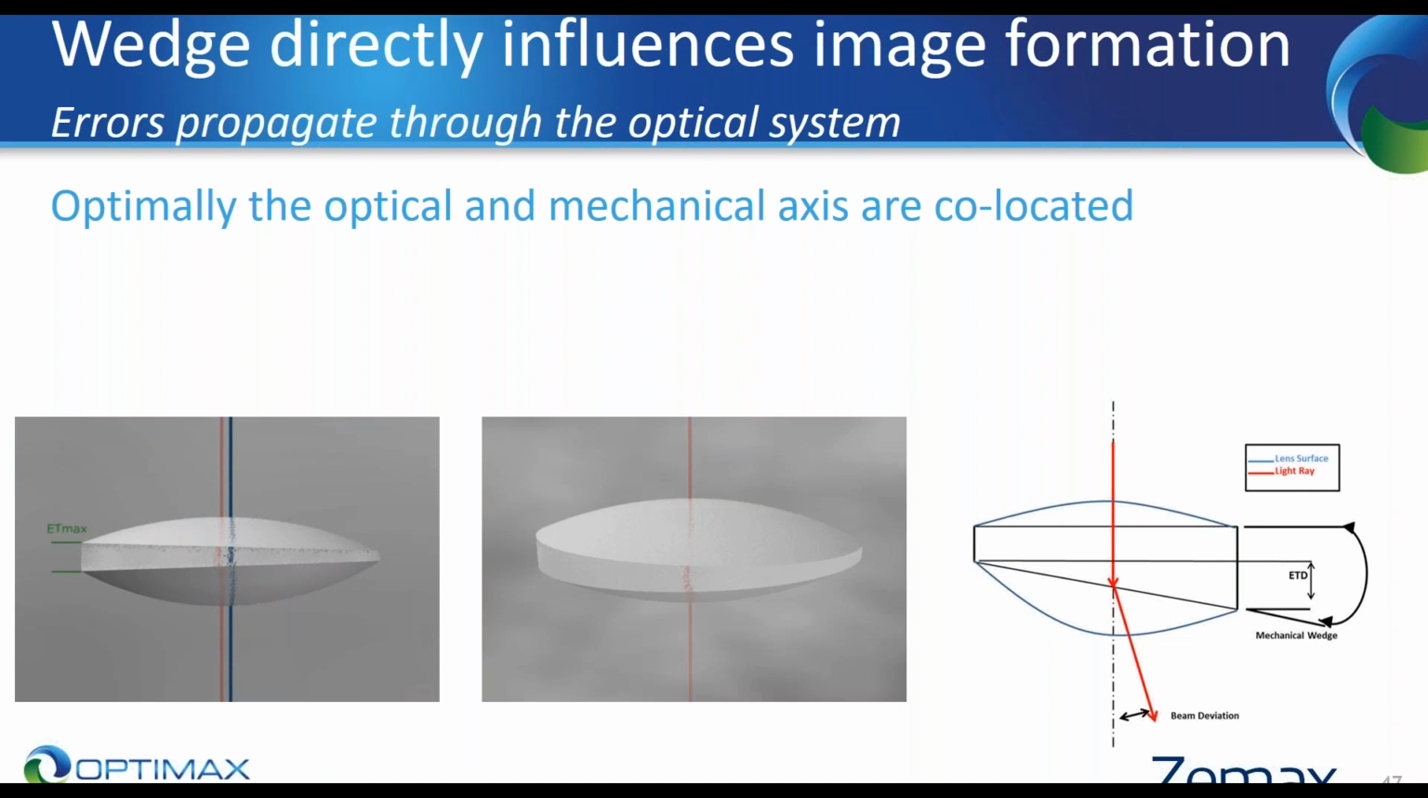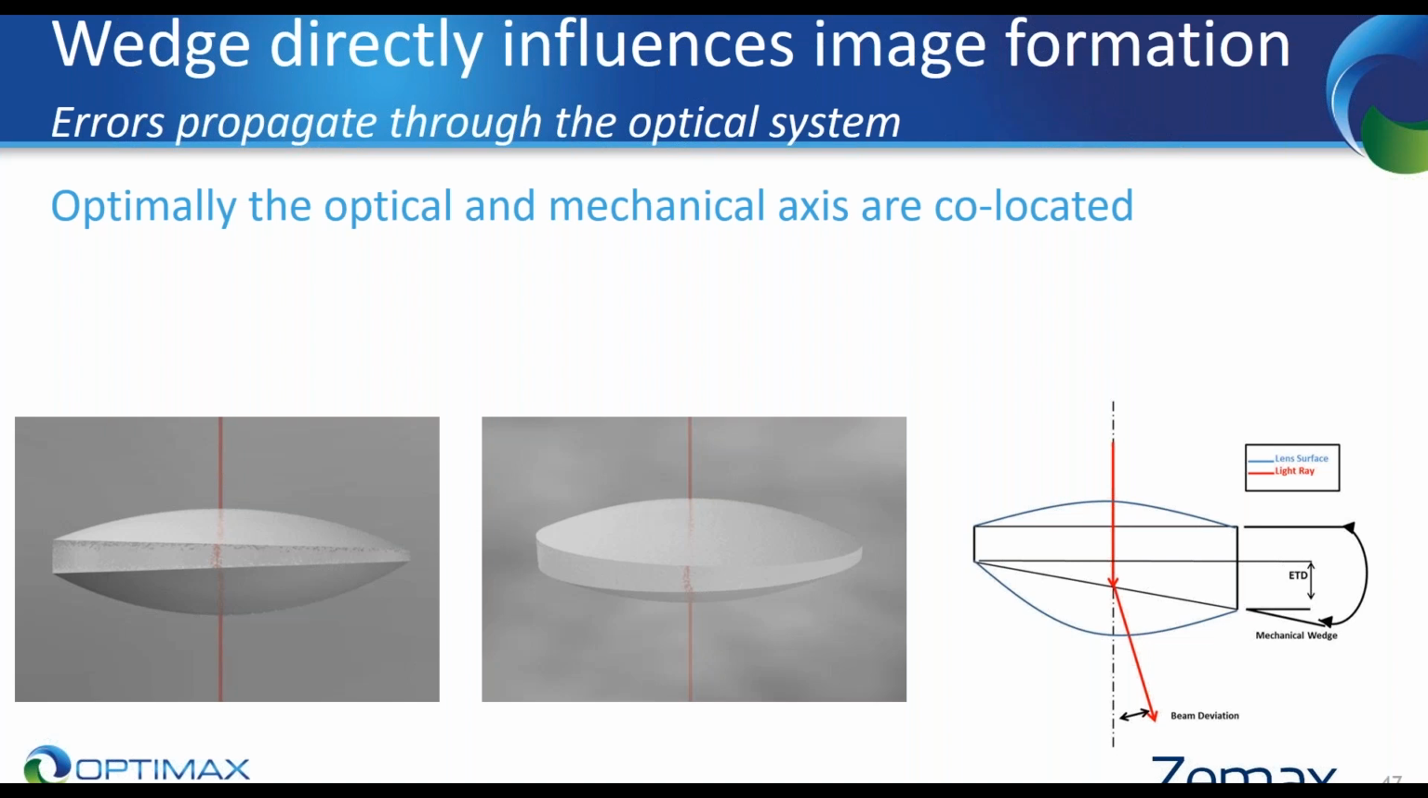Next up is wedge. Wedge is something that can directly influence your image formation, and this type of error can propagate through the optical system. Optimally, you want to have both your optical and mechanical axes co-located. There's a video on the bottom left-hand side indicating what happens if that is not the case. If this optic has wedge, when you're looking at it from the side, one edge thickness is going to be larger than the other.